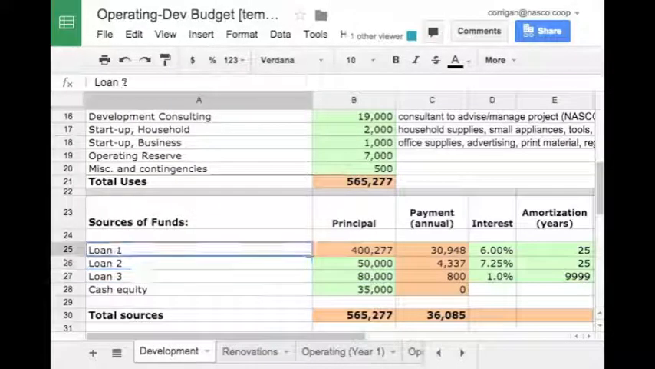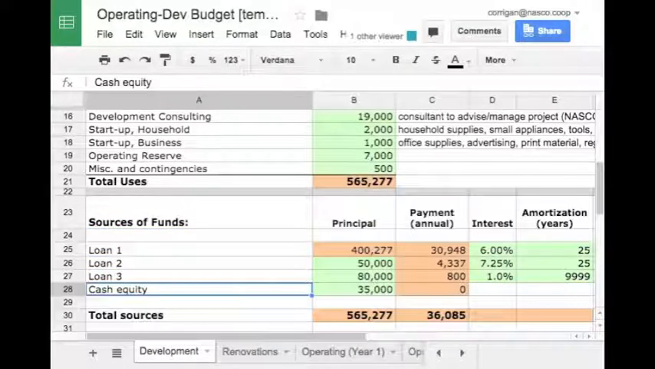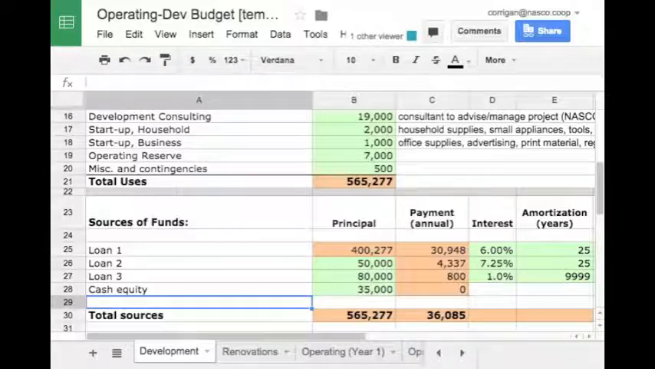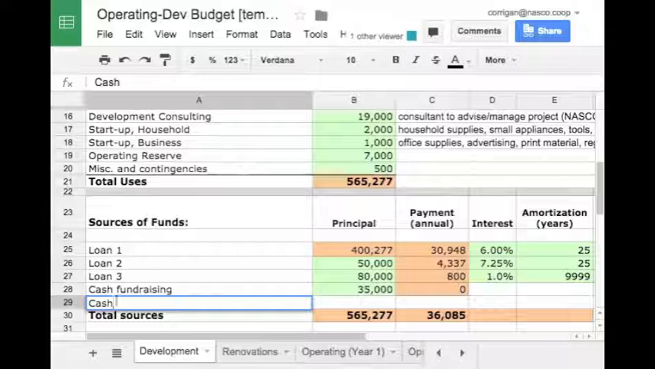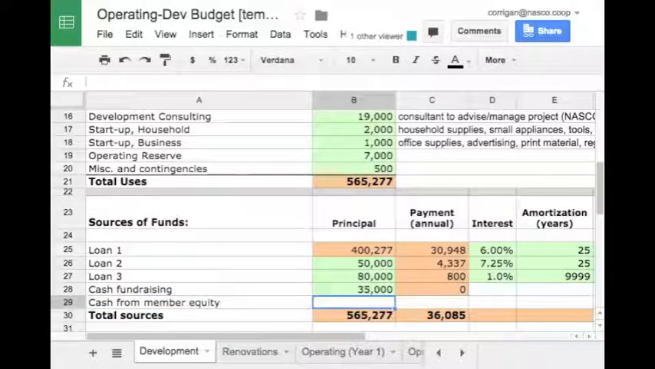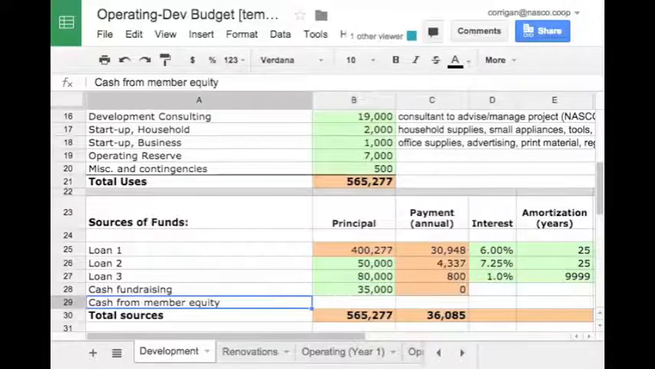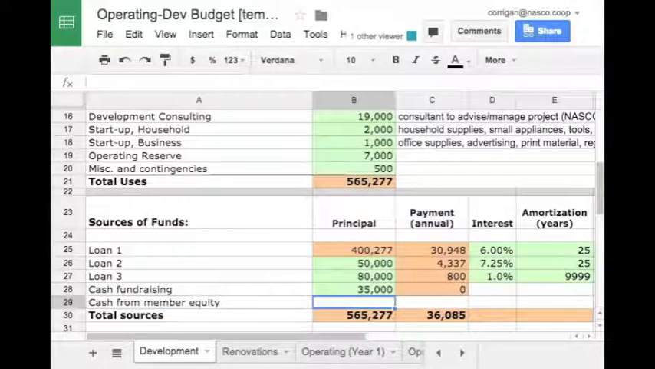So that is the source of funds breakdown. You may feel free, if you have the spreadsheet, to add other notes and levels. You might want to separate between, say, cash from fundraising and cash from member equity. Neither of these need to be repaid with interest, so it's just a matter of how you want to see it split up on your spreadsheet.